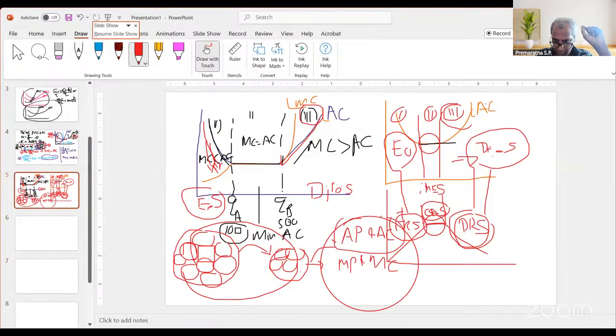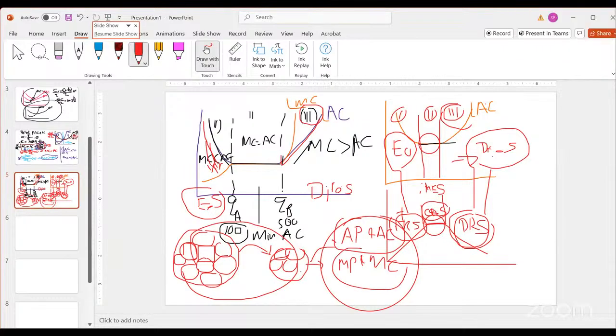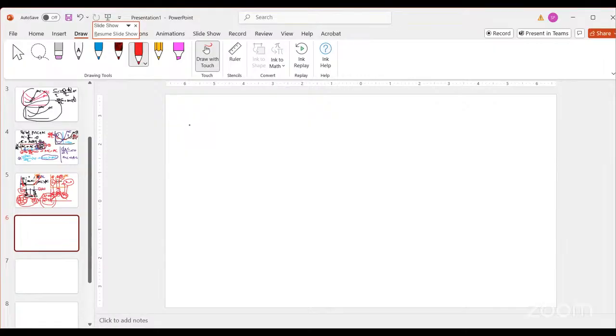Average product and average cost, and the marginal product and marginal cost. So I'm going to show that relationship, or prove that relationship, right now. That may be helpful for your exam.